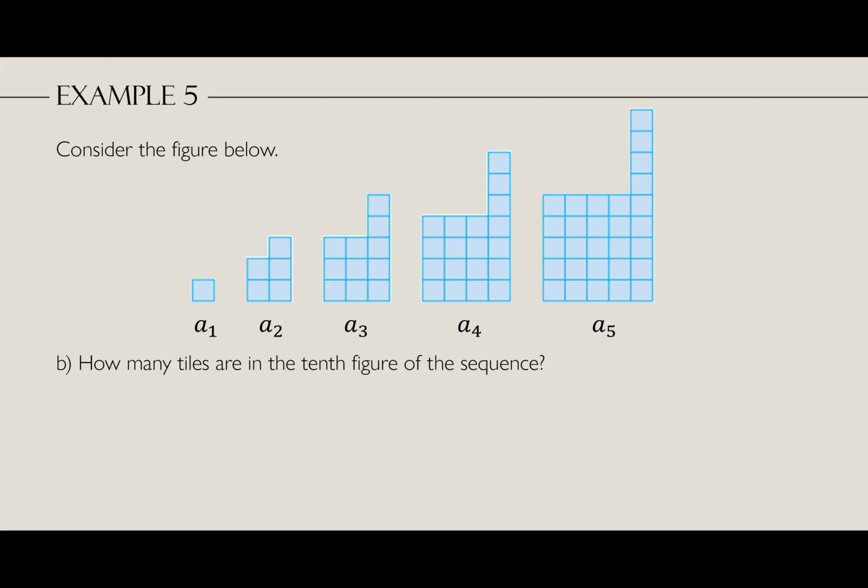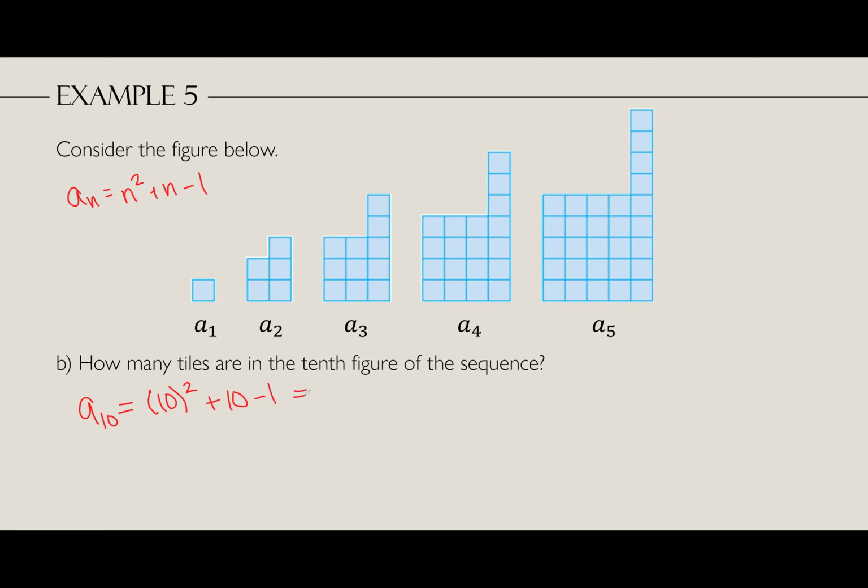Part B says, how many tiles are in the 10th figure of the sequence? Well, another way I can read this is, what's A10? Well, remember, I had my formula earlier. I said a_n was n squared plus n minus 1. If that's true, and I want A10, I can just plug in 10 for n. That is, instead of n, I might have 10 squared plus 10 minus 1.